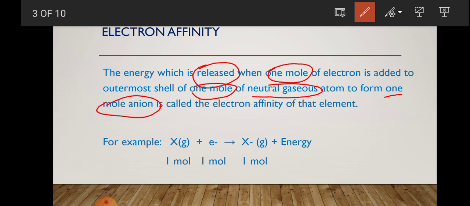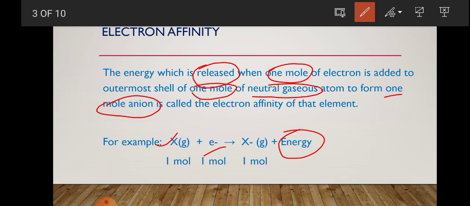For example, here X is an atom which is in gaseous state. When 1 mole electron is added to these 1 mole X atoms, then 1 mole X anion is formed and a definite amount of energy is released, and this energy is called electron affinity.